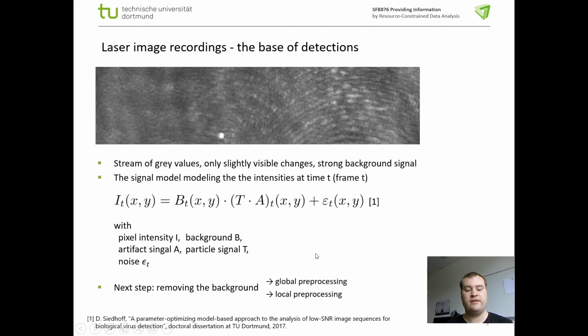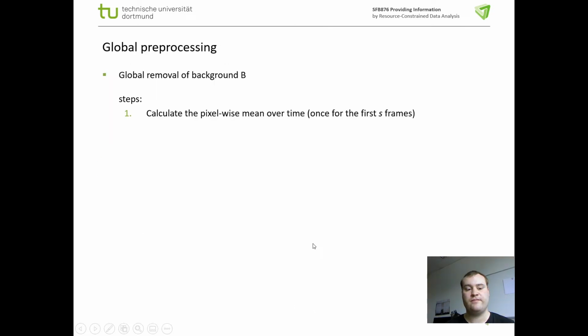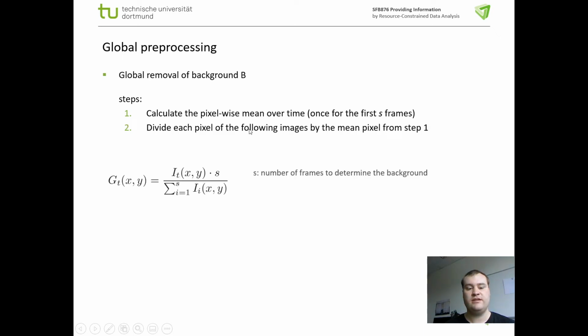So the next step will be that we will try to remove the background. There will be two variants of it, the global preprocessing and the local preprocessing, and we will see the benefits of both. So we start with the global preprocessing. The global preprocessing assumes that we have a constant background over time. So we calculate the first, we call it here the first S frames, and we calculate a pixel-wise mean over time. So this pixel-wise mean will represent the background.